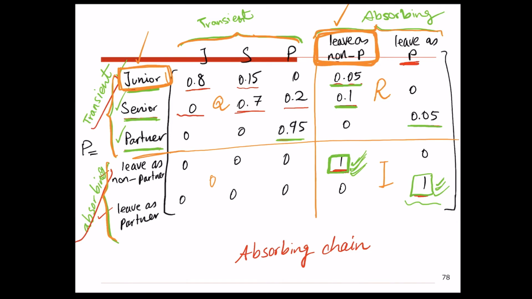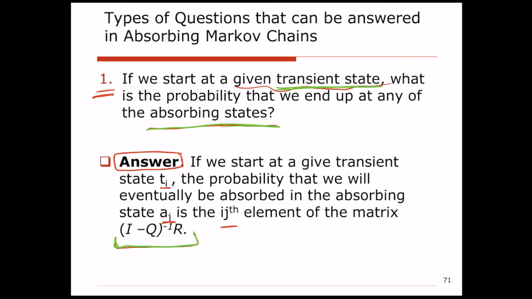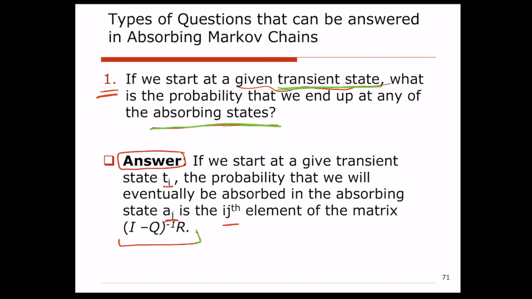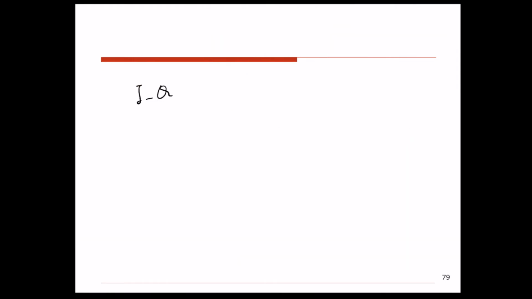Let me go back to that slide again. So this is similar to that question. We are at a given transient state. What is the probability that we end up at one of the absorbing states? We have to calculate (I minus Q) inverse multiplied by R and then answer that question. We already have identified Q, R and everything. So now I'm going to calculate (I minus Q) inverse multiplied by R to be able to answer the first question.